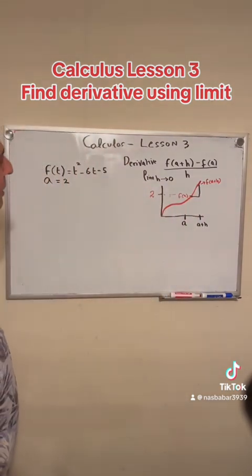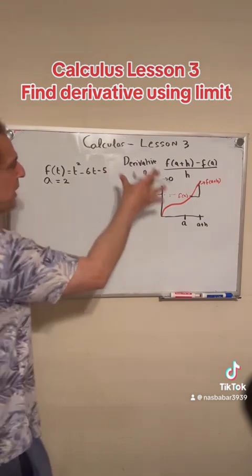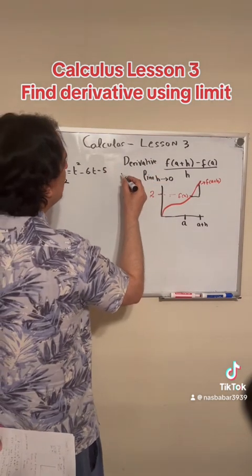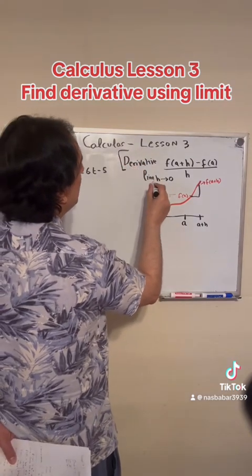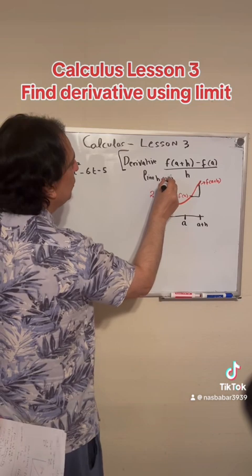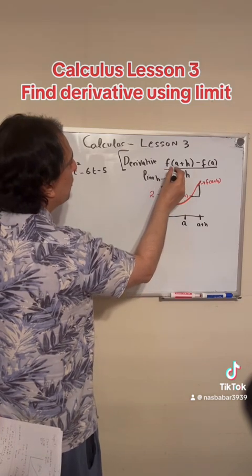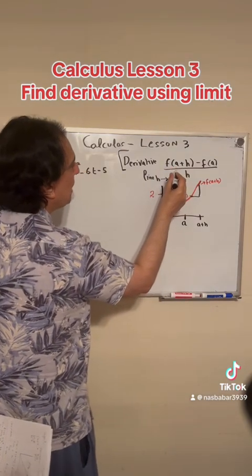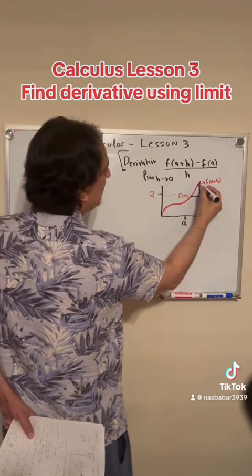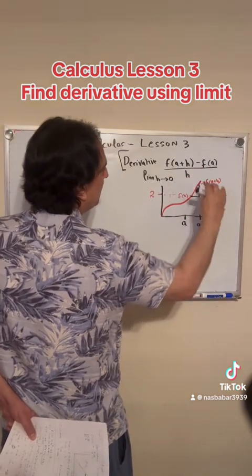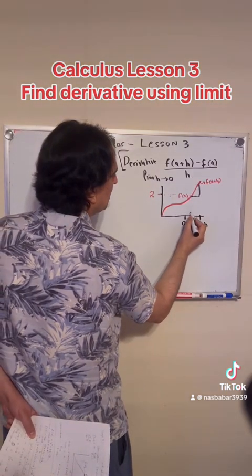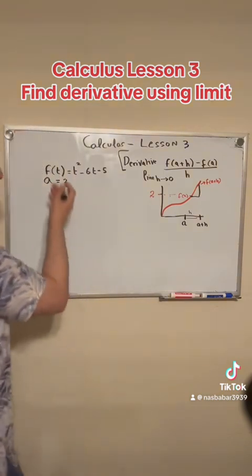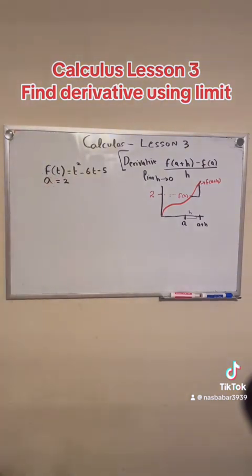In my last example, we worked on it and came up with this formula right here, where the derivative is the limit as h approaches 0 of function of a plus h minus function of a, which is the rise, over the run, which is h. So we established that. Now let's see if we can find the slope of this function when a is equal to 2.